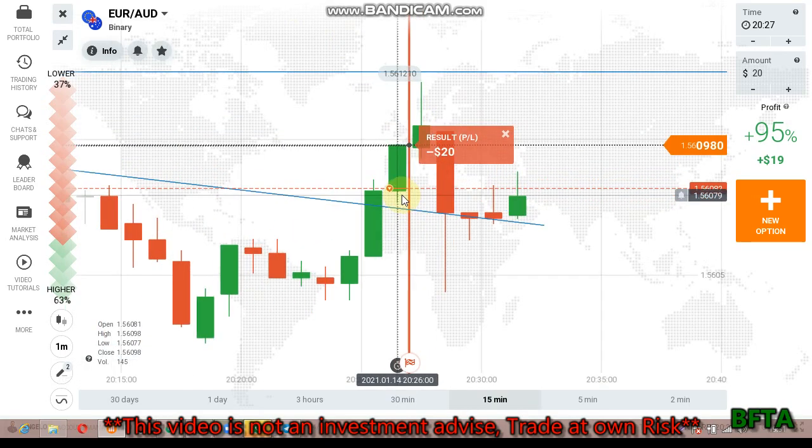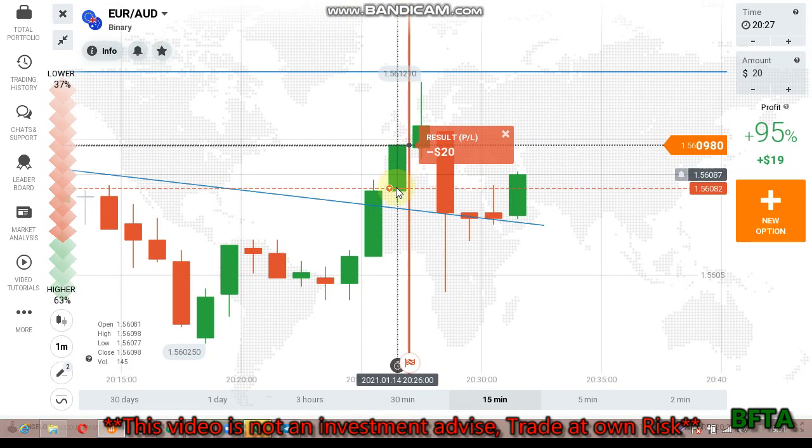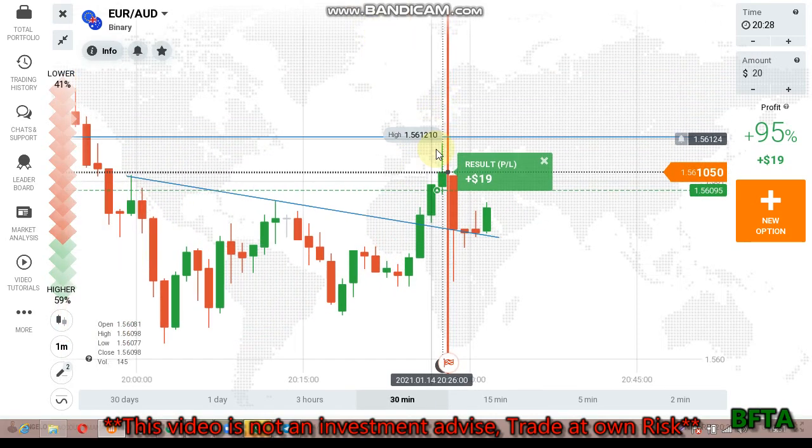I lost this trade because I expected sellers to enter, but the sellers failed, and that is why I go with buyers on the next candle. Because when sellers fail to enter the market, that is a sign the buyers are going to enter on the next candle.